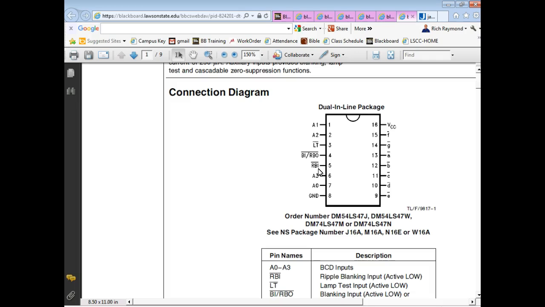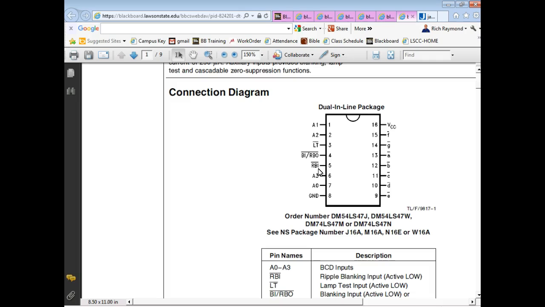So that's what we can do with ripple blanking. We can turn this one off and turn another one on, put the data on for that one, turn this one off and then turn the next one on, and we just go through the display. These right here are multiplexed. So ripple blanking in, ripple blanking out, and of course ground and power.